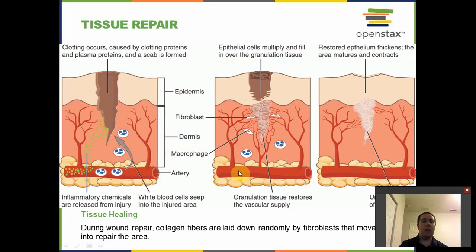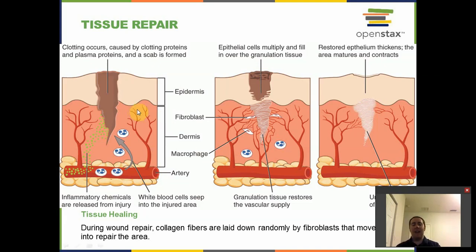So let's imagine we have a deep cut here. We're bleeding because we've cut down into the dermis where there are blood vessels. So we get a blood clot. The blood clot happens due to proteins and cells in our blood. We're not going to talk about the clotting process. You'll learn about that next semester. That's not important to us right now. We need to realize that we get a clot, and then we get a scab. So we get a clot, and then a scab.